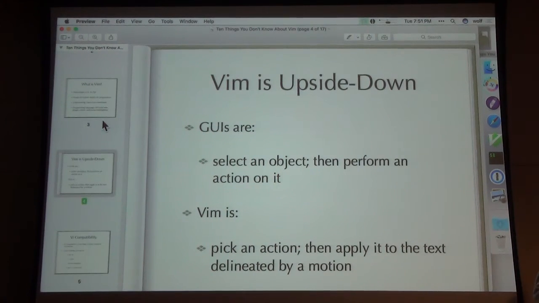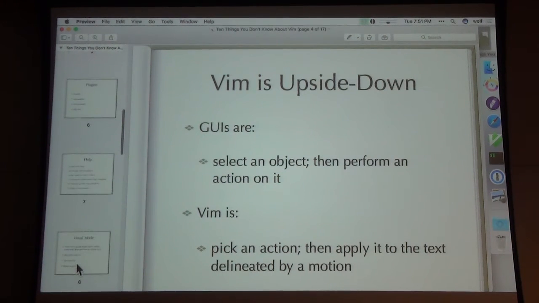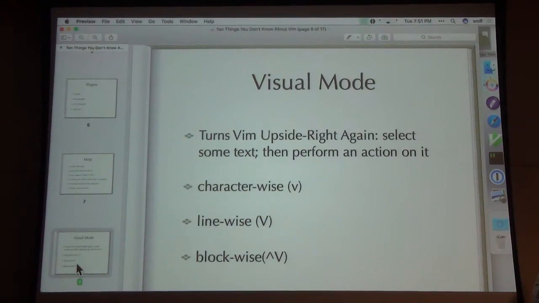Vim is totally backwards from all GUI software. In GUI software, you pick an object and then you tell the system to do something to it. You select an object and you say cut, or you grab a picture and you scale it. In Vim, first you pick the action and then you apply it to a text motion or a text object. But it turns out that visual mode turns that back on its head.